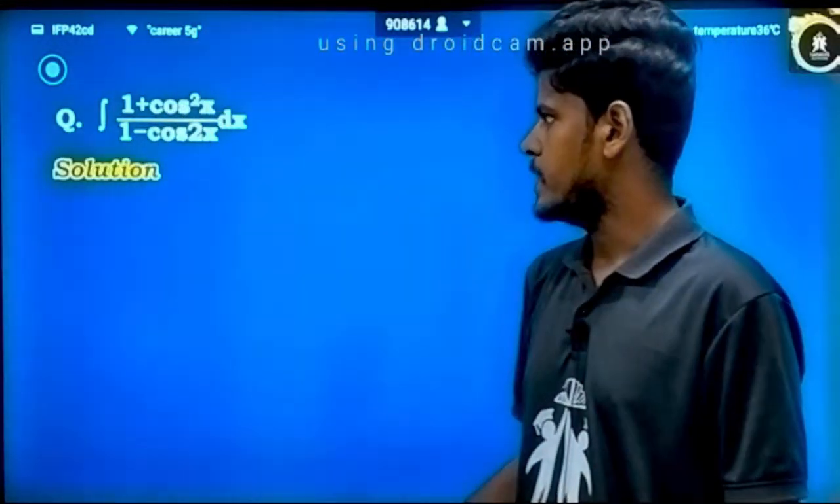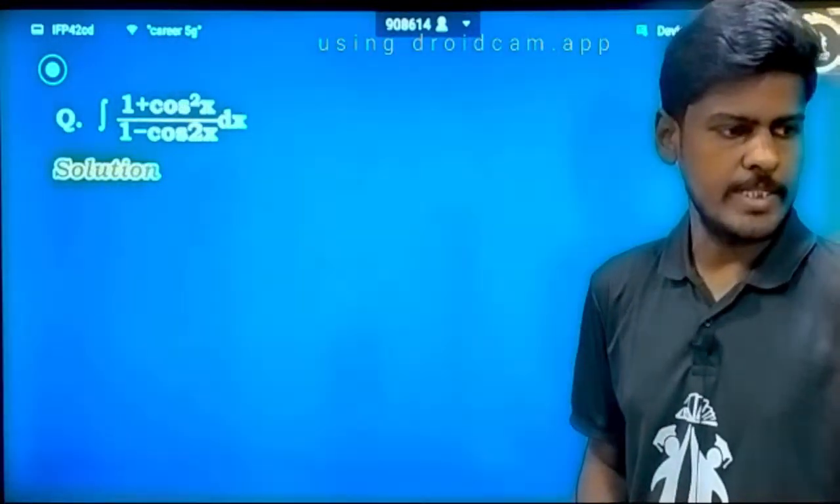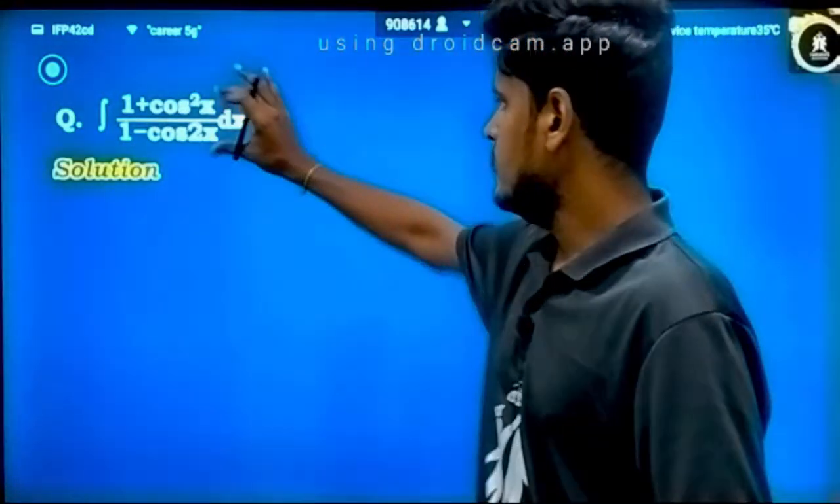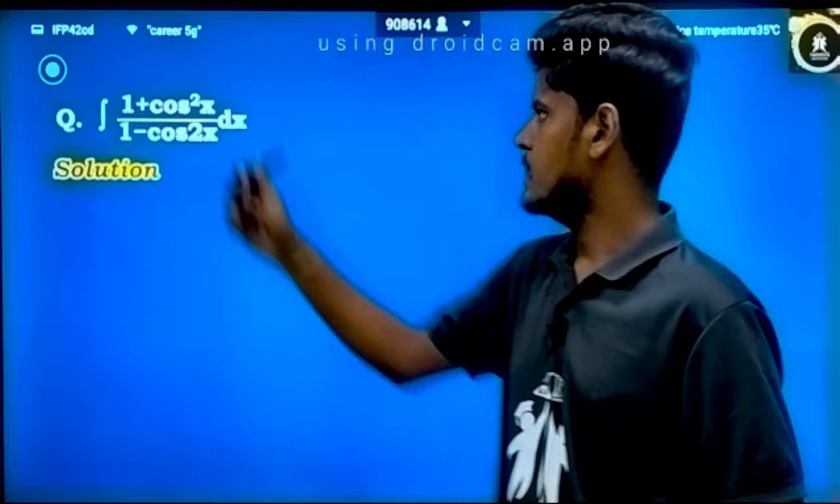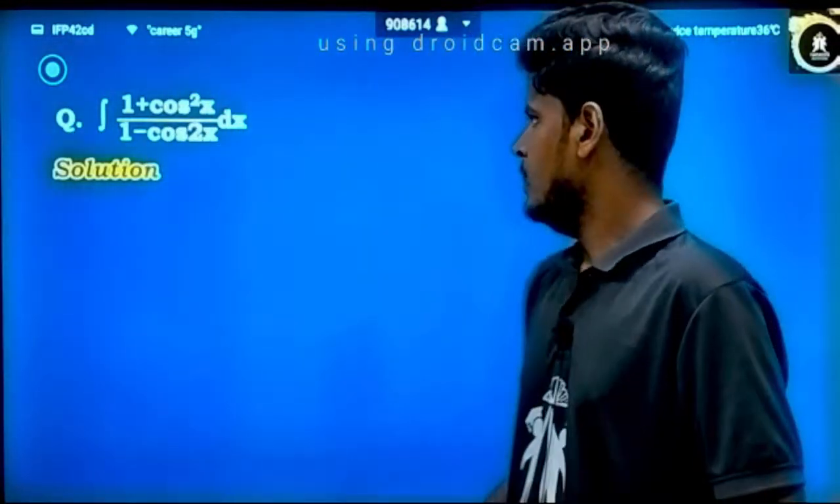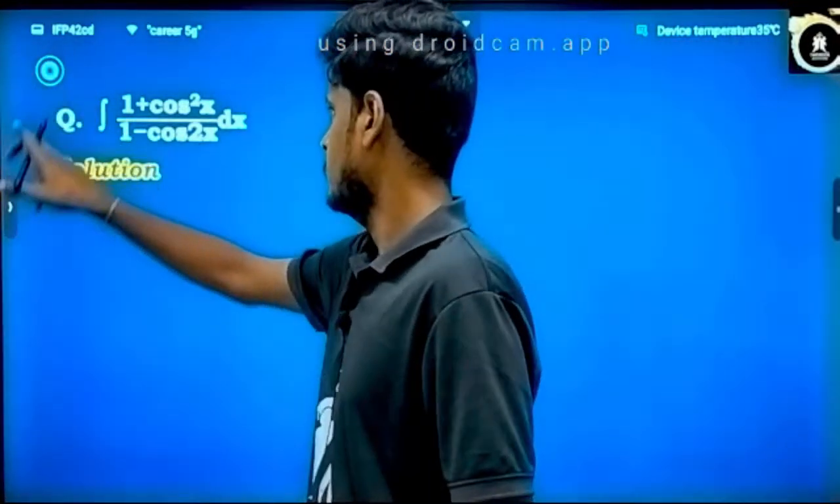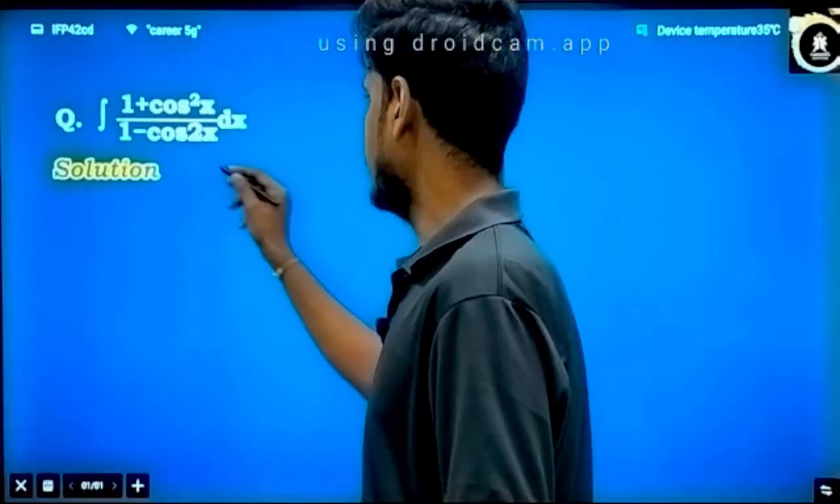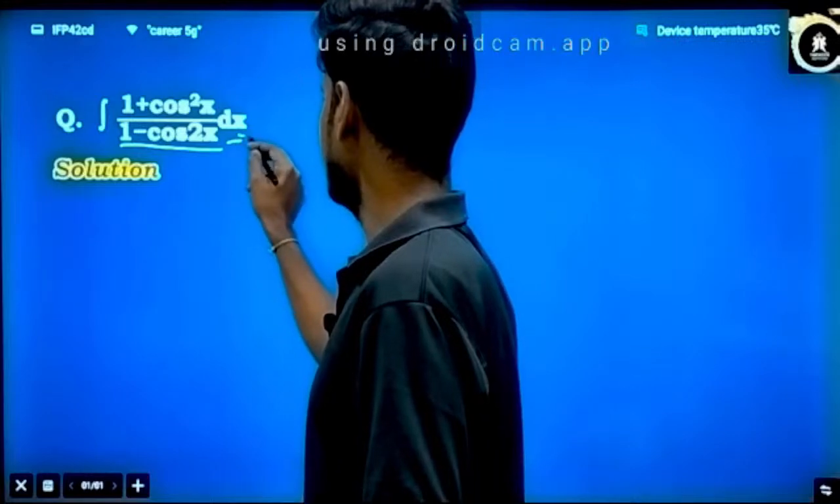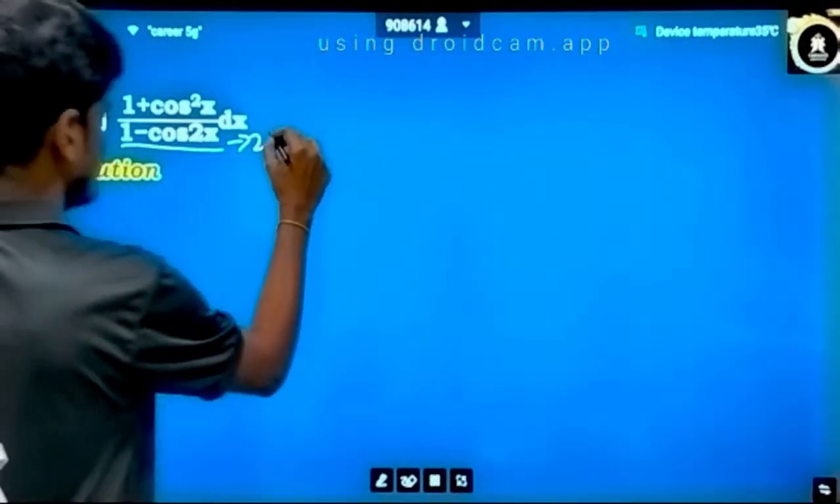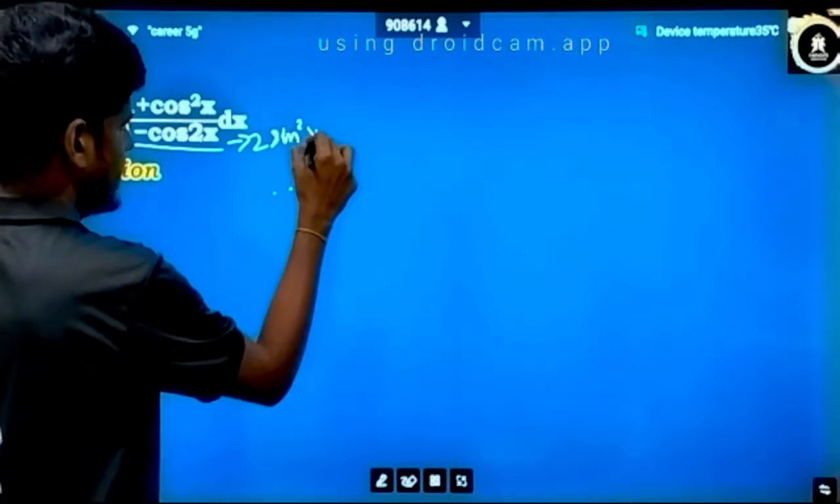1 plus cos square x divided by 1 minus cos 2x. Again our purpose is the same. What we need to do? Try to simplify this given expression, because it is again in quotient form. And we already know what 1 minus cos 2x is. 1 minus cos 2x is 2 sin square x.